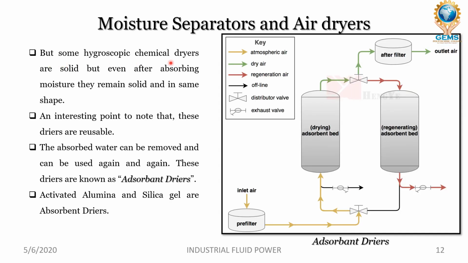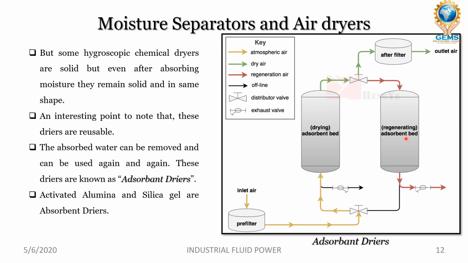But some hygroscopic chemical dryers are solid, and even after absorbing moisture they remain solid and in the same shape. An interesting point to note is that these dryers are reusable. The absorbed water can be removed and they can be used again and again. These dryers are known as adsorbent dryers. For example, activated alumina and silica gel are adsorbent dryers.